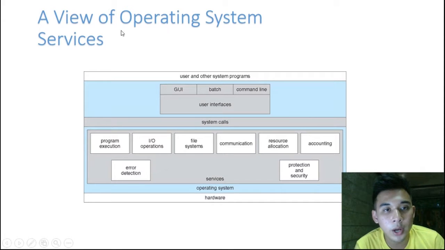I'm going to show you a diagram of the view of operating system services. In this part is the user interfaces. The user interface is where users can issue commands to the system. It can be in the form of graphical user interface, batch processing, or command line.